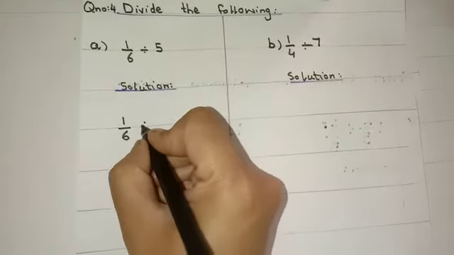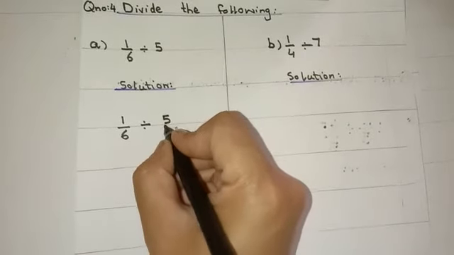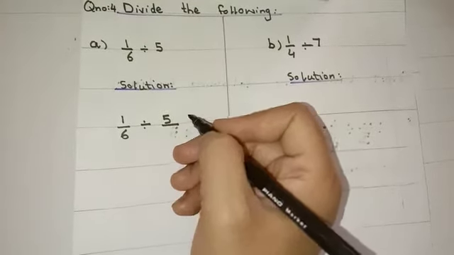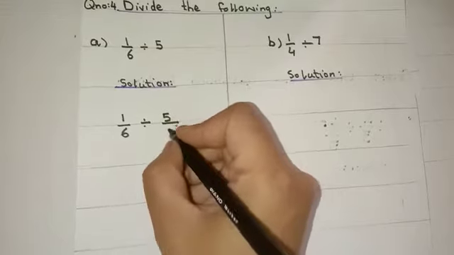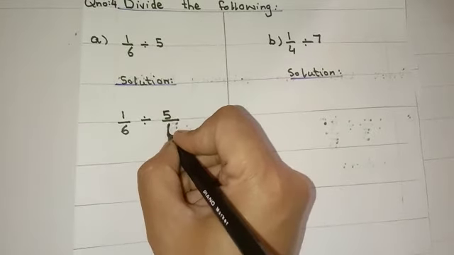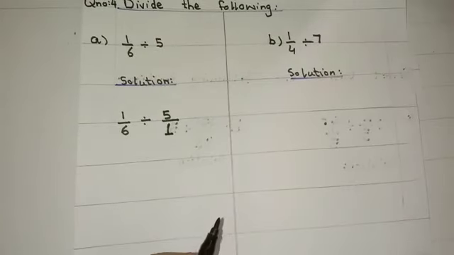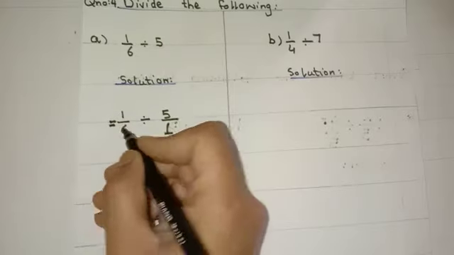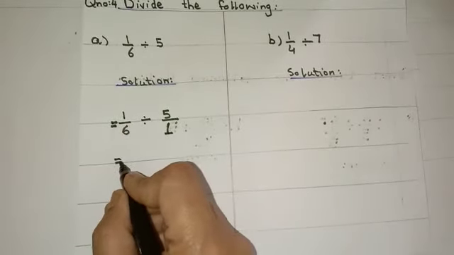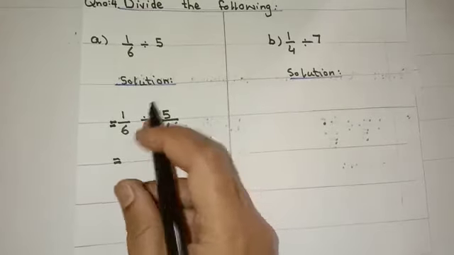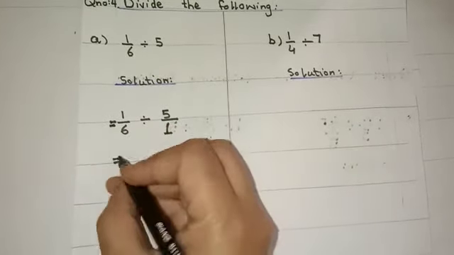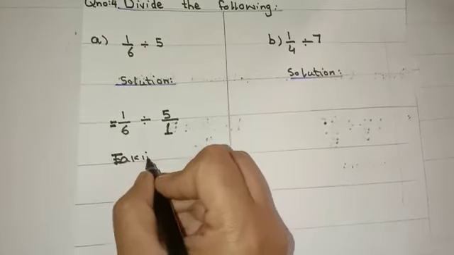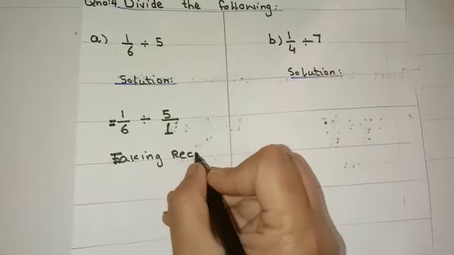You can see that the number after the division is a whole number, and to make our question easier, we will write 1. If there is nothing in the denominator, we will write 1, so that when we take the reciprocal it will be easier. Now this is a division between two fractions, so we will take the reciprocal.